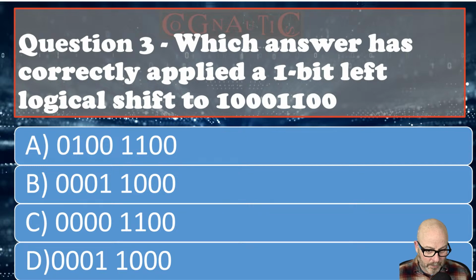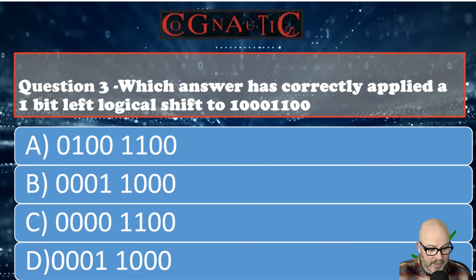What about this one? So there's the question, 1000, 1100. Which answer has correctly applied a 1-bit left logical shift? Right to divide, left to multiply. So what has happened here? Well, I shall break it to you very gently that it is that one there, okay? All right.